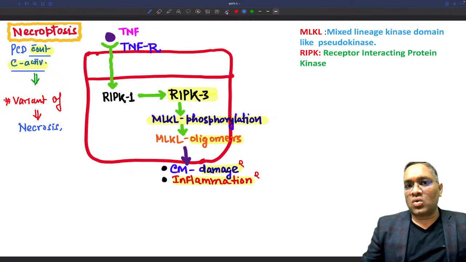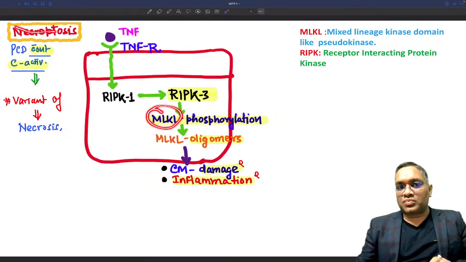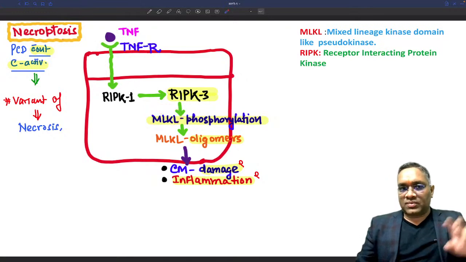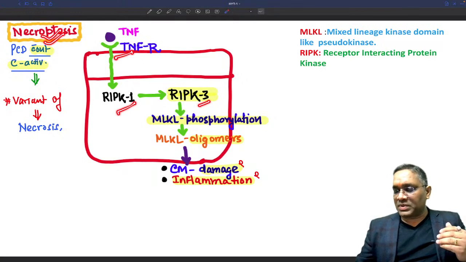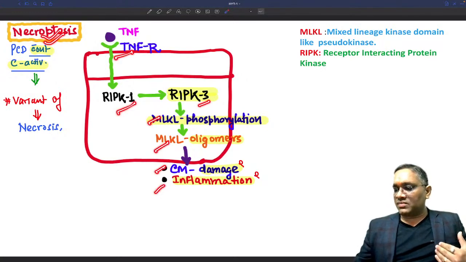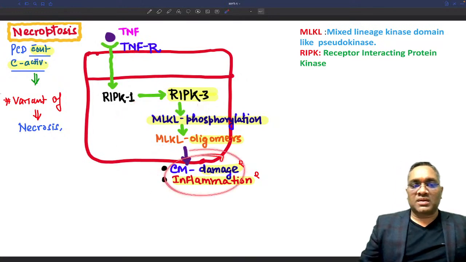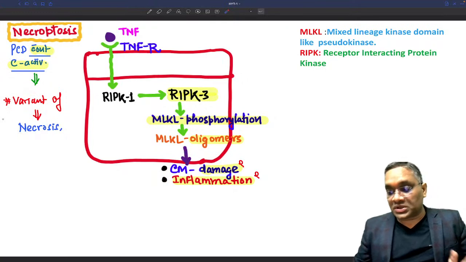So now you understand how the examiner can ask another question. First, MLKL belongs to necroptosis. What are the other things in necroptosis? TNF receptor, RIPK1, RIPK3, MLKL phosphorylation, then oligomers, cell membrane damage and inflammation. Because of membrane damage and inflammation, we say it's a variant of necrosis. It's not apoptosis.